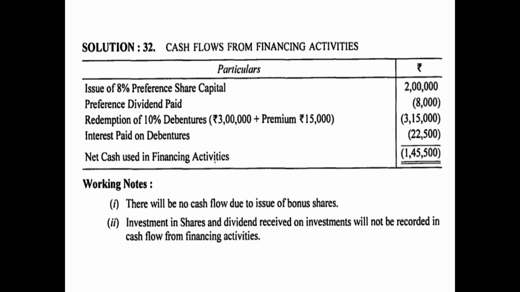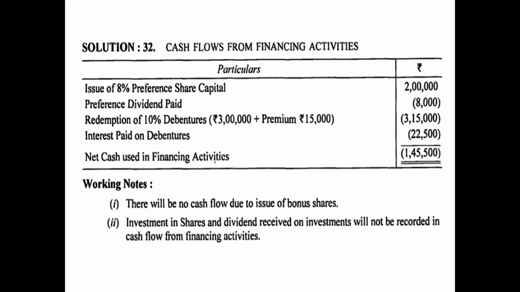The third point is redemption of 10% debentures. That means 10% debentures are being repaid. So it is a cash outflow, and therefore it is being deducted under the financing activity. And how much are we repaying? We are repaying the face value 3 lakh plus the premium over this of 5%, that is 15,000. So in totality we are repaying 3,15,000.